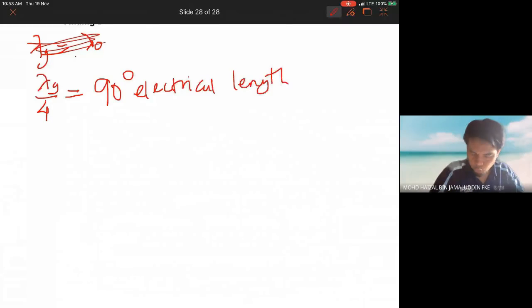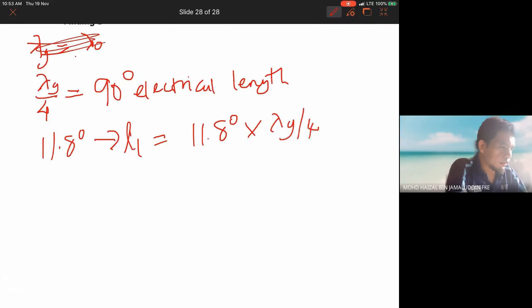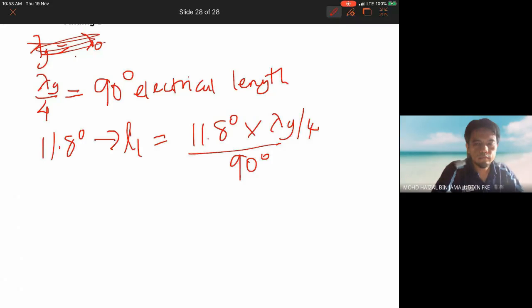So if you have calculated the electrical length for the first section as 11.8 degrees, from here you can determine L1, which is equivalent to 11.8 degrees times lambda g over 4 divided by 90 degrees. So here you can calculate all the values.